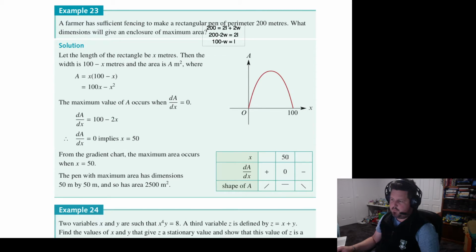So check that. And once you've identified that that is going to be a maximum when x equals 50, you can actually find out what the dimensions will be of that maximum area by plugging this back into the area formula. So 50 multiplied by 100 take away 50, or 50 times 50, is 2,500 meters squared.